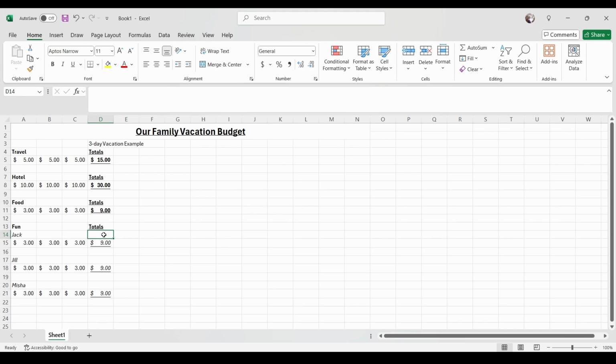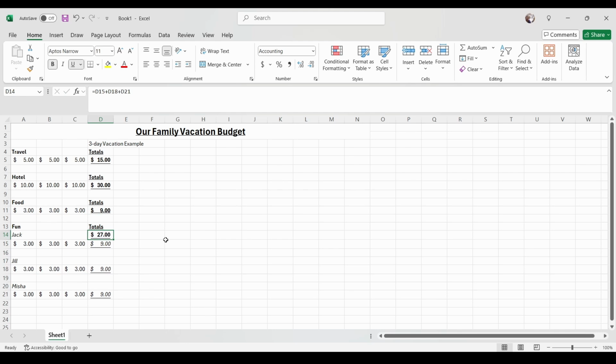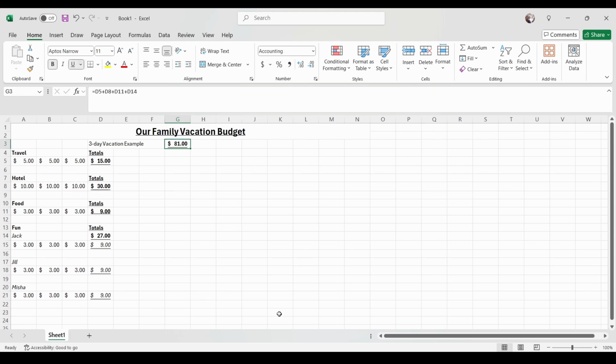And then I want the total for fun, and so that equals $9 plus $9 plus $9, which is 27. And now if you want the 3-day vacation example total, you go equals, again you're doing click, plus click, plus click, plus click. And you have $81. And so that's the budget.